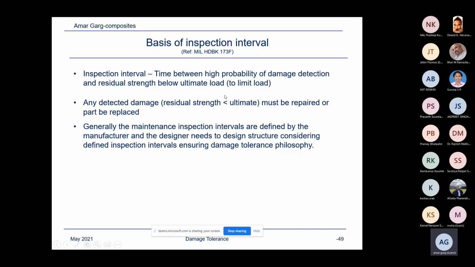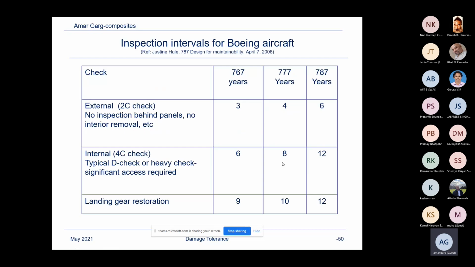So inspection interval is the time between high probability of damage detection and residual strength falling below ultimate. Any detected damage with residual strength less than ultimate must be repaired, or the part must be replaced. Generally, the maintenance inspection intervals are defined by the manufacturer, and the designer needs to design the structure considering the defined inspection intervals, ensuring the damage tolerance philosophy.